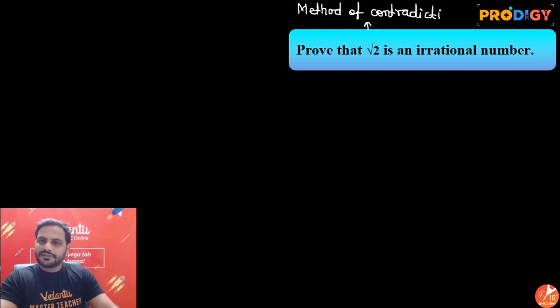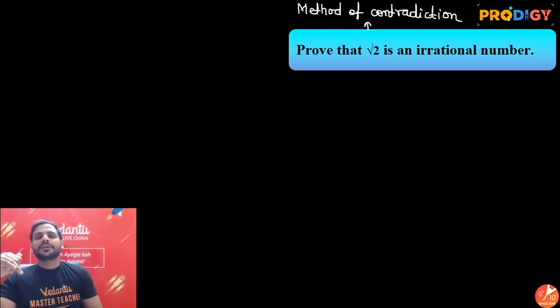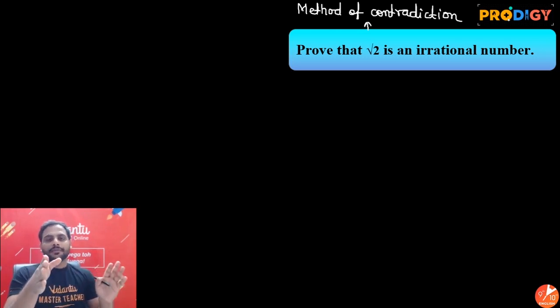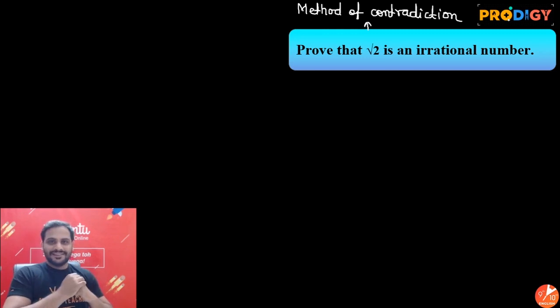This method of contradiction is not used only in proofs of irrationality, it is used in other places as well. So this is one of the ways to prove something. What does this method say? Suppose I have to prove root 2 is an irrational number. In the contradiction method, I can clearly say, let's assume the opposite.